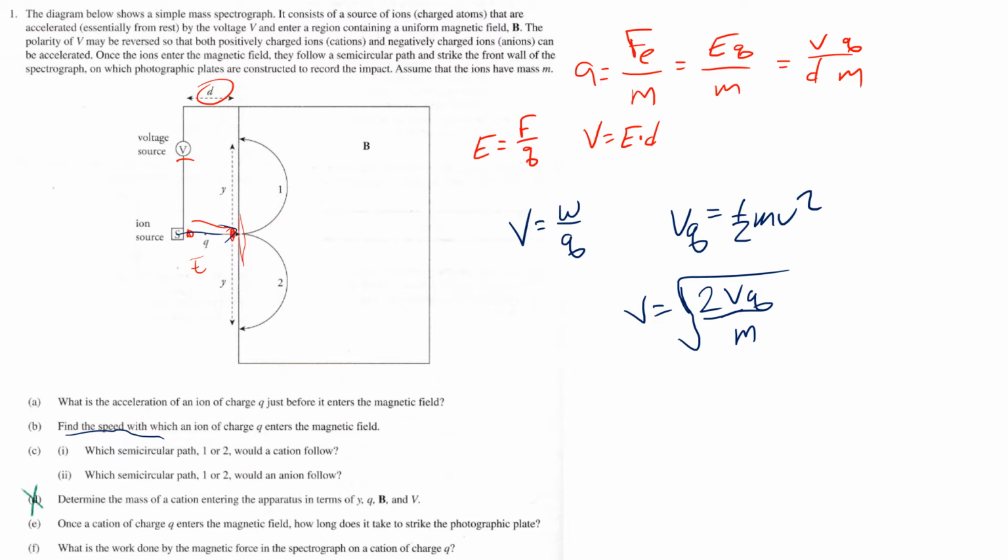All right, which semicircular path would a cation follow? All right, a cation is a positive ion, right? So if you have a positive ion shooting this way, let's look at our magnetic field here. Enters a region containing a uniform magnetic field. Let's see what it talks about for this.